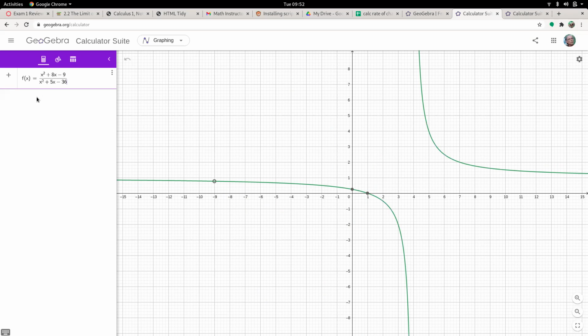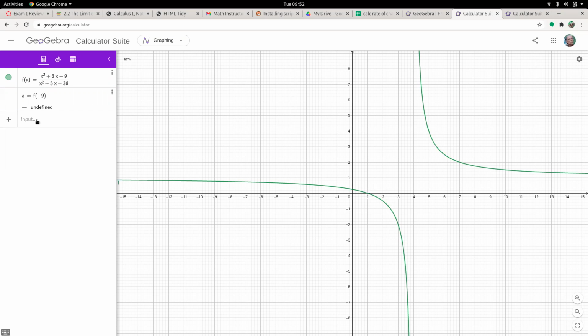So what am I looking for? I'm looking to see what happens at x equals negative 9, and the computer is showing me, hey, something weird is going on there. So GeoGebra has a little bit of mathematical analysis built into it, and it's saying something's going on at x equals negative 9. And if I ask the calculator, hey, what is f of negative 9? It's going to say, I don't know. I don't get an answer there. It's getting 0 over 0.